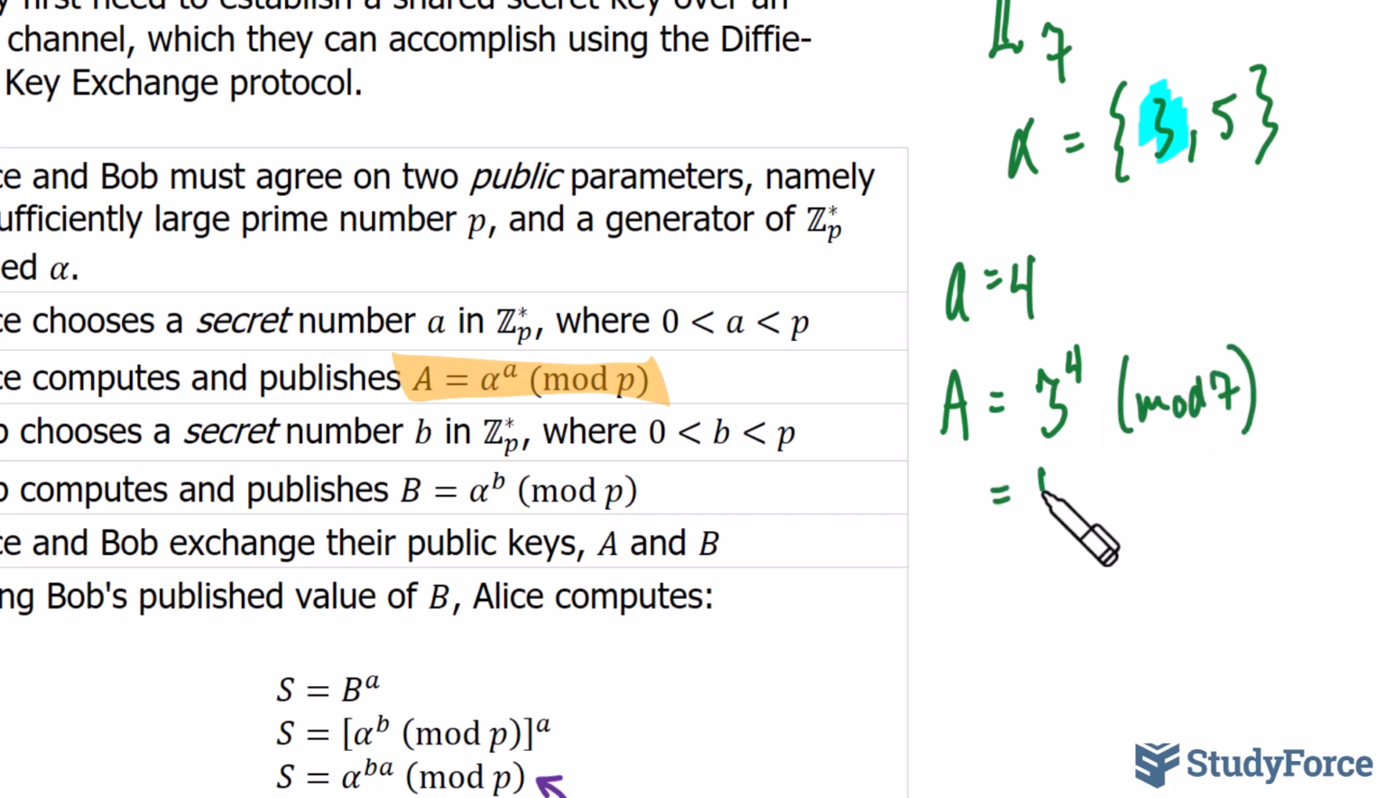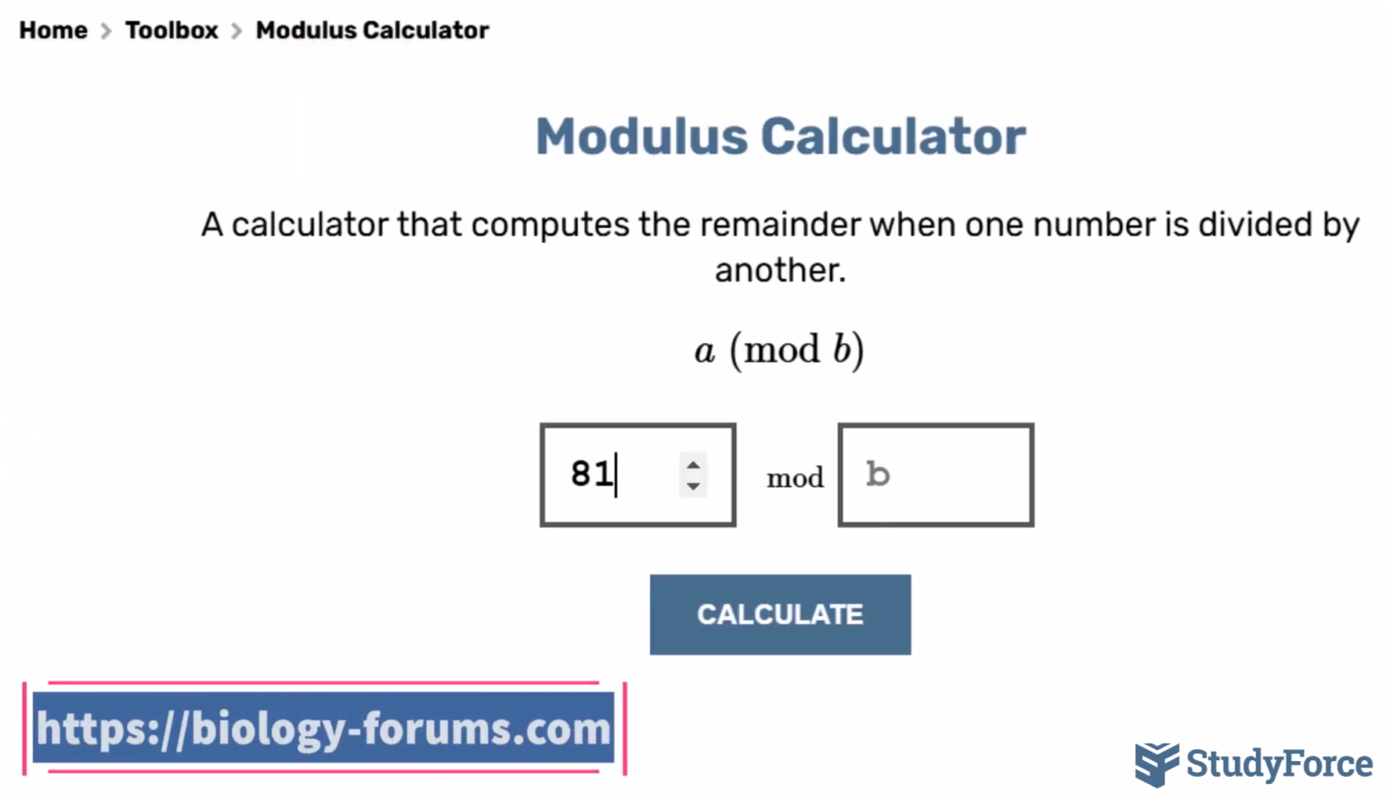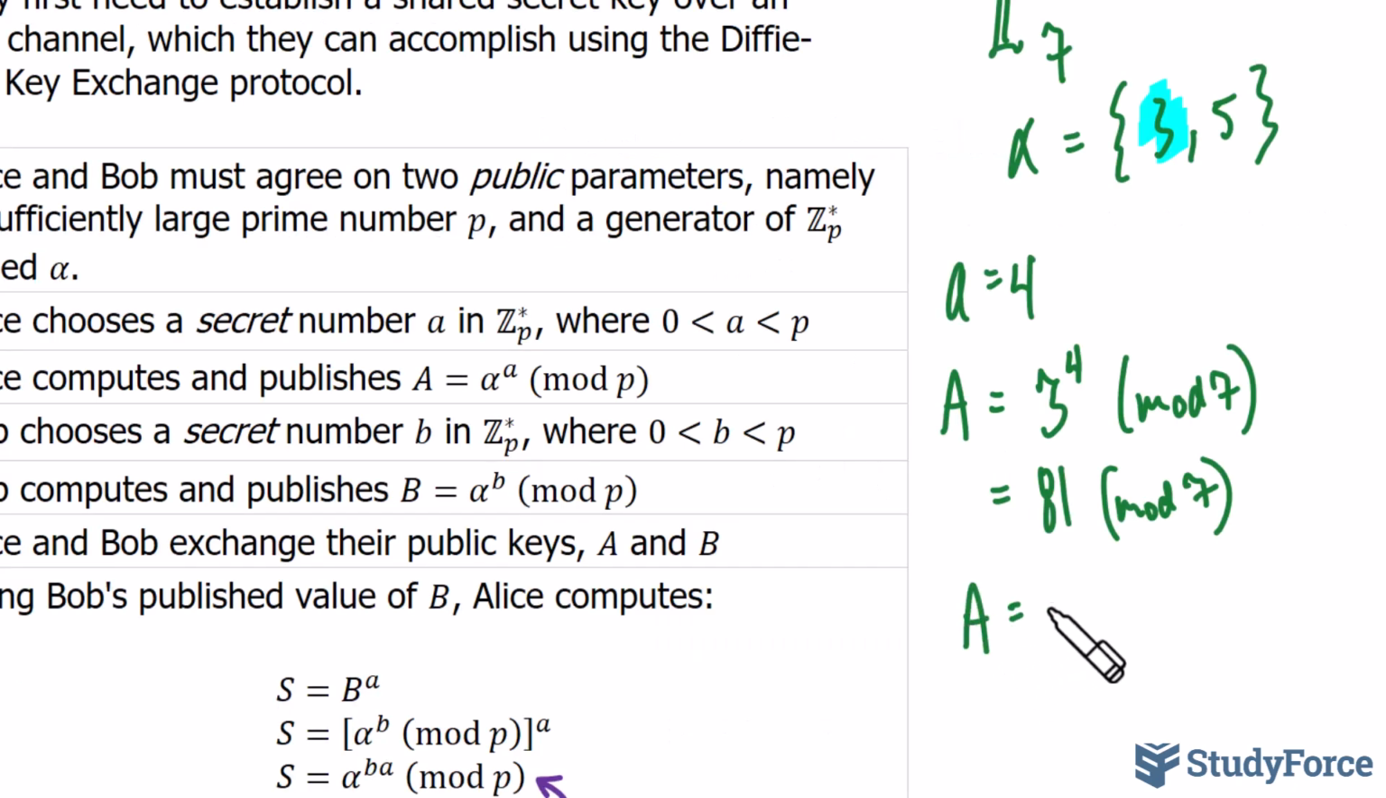3 to the power of 4 is 81 mod 7, and we need to compute this. We're looking for the remainder when these two numbers are divided. I'll use a modulus calculator that's found on our website. I'll type in 81 and mod 7. We end up getting a value of 4. So A is equal to 4. And this will be published.